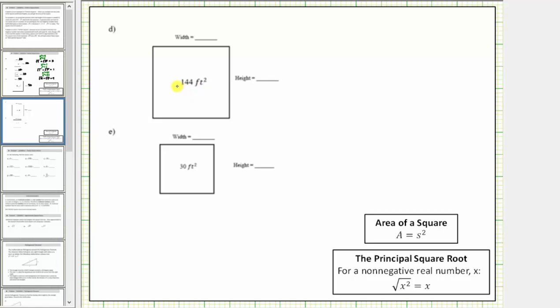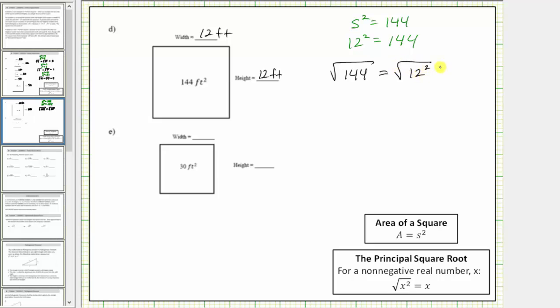Here the square has an area of 144 square feet, so again we're looking for a non-negative number times itself equal to 144, or the non-negative solution to S squared equals 144. Well, 12 squared is equal to 144, and therefore the dimensions of the square are 12 feet by 12 feet. If we're asked to determine the square root of 144, because 144 is equal to 12 squared, this is equal to 1 factor of 12.